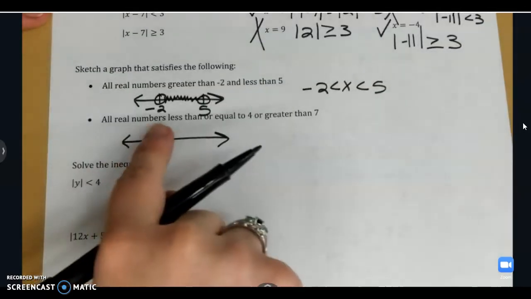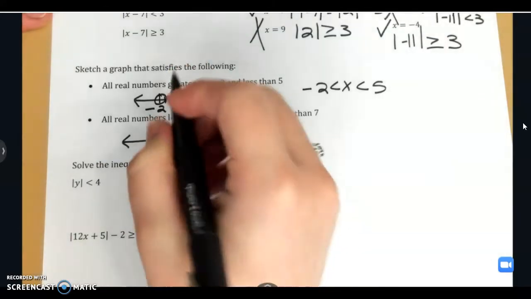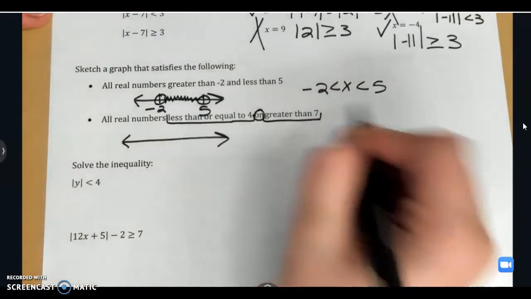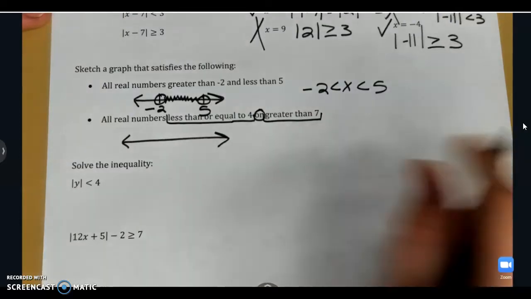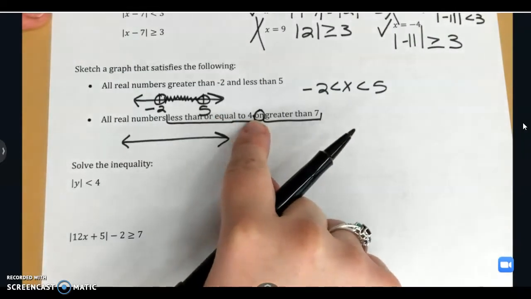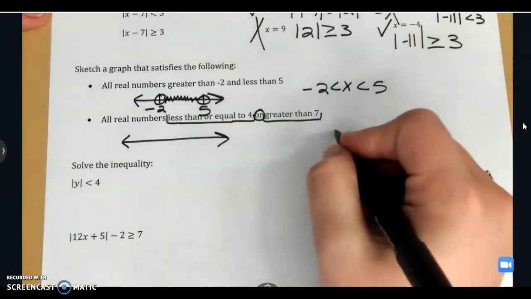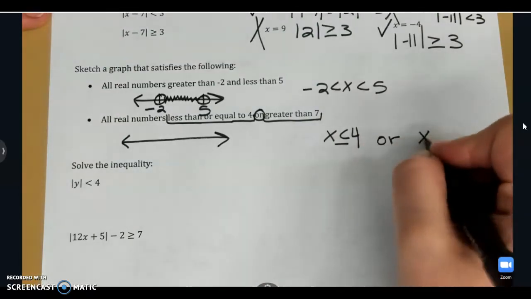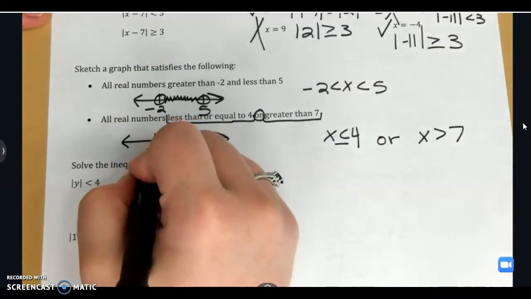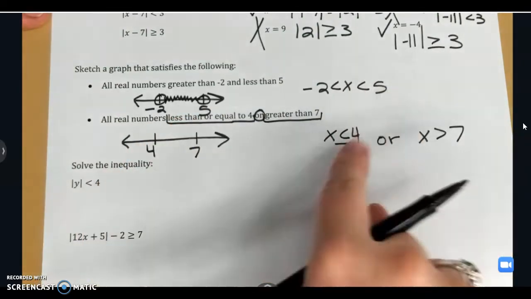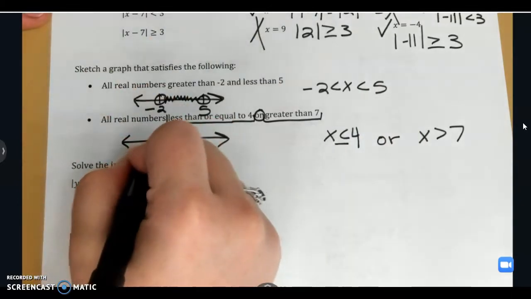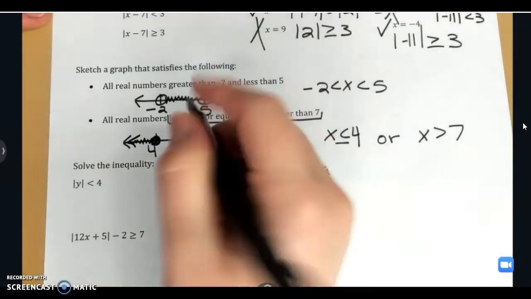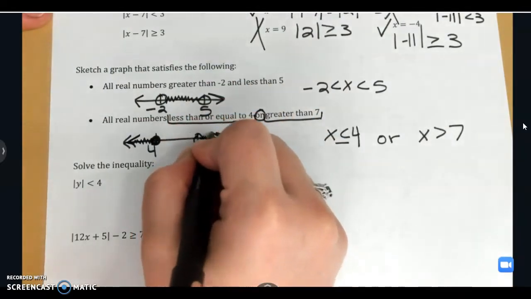Then the next one, all real numbers less than or equal to 4 or greater than 7. This tells me I'm going to have two separate inequalities, that "or" separates them. So the first one, less than or equal to 4, or greater than 7. So again, this tells me closed circle, and it's less than, so it's going off to -infinity. Open circle, going off to +infinity.